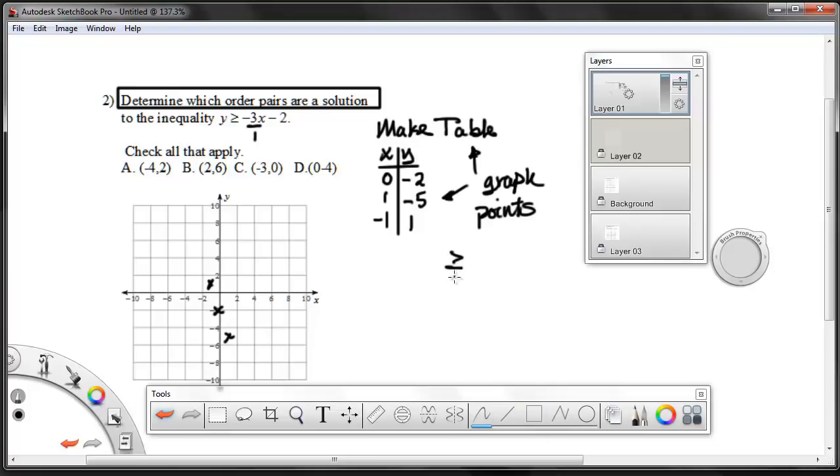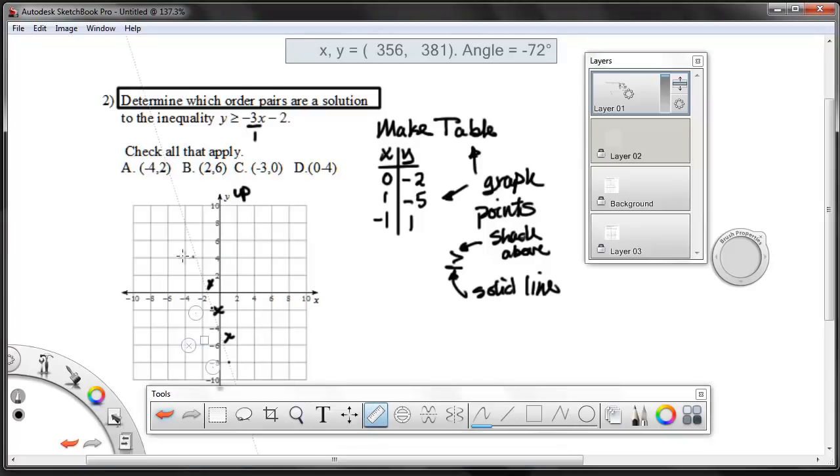Now if you look at my inequality, it has an equal to bar, so that means it will be a solid line, so any point that lies on the line can be included. And then I also shade above because it's greater than, and we know that greater than points upward.